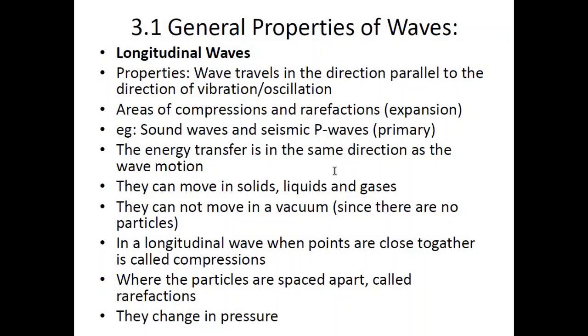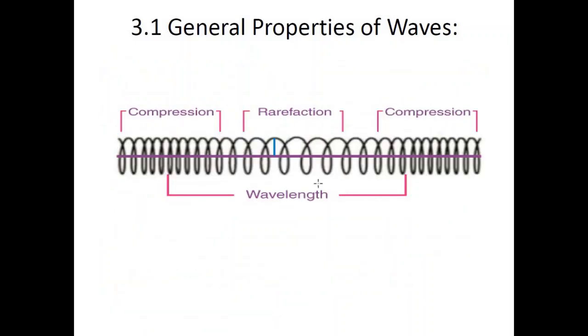Longitudinal waves can travel in solid, liquid and gases, but they cannot move in vacuum as there are no particles. In a longitudinal wave, when points are close together or when particles are close together, it is called a compression, whereas the part of the longitudinal wave where particles are away from each other is known as rarefaction. In a longitudinal wave, the pressure keeps changing because particles keep on compressing and expanding.